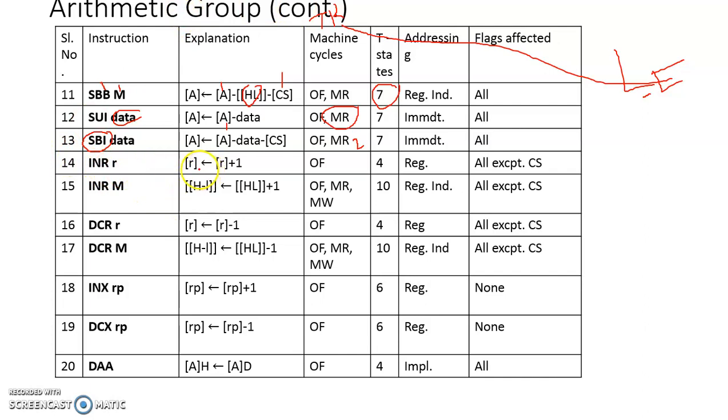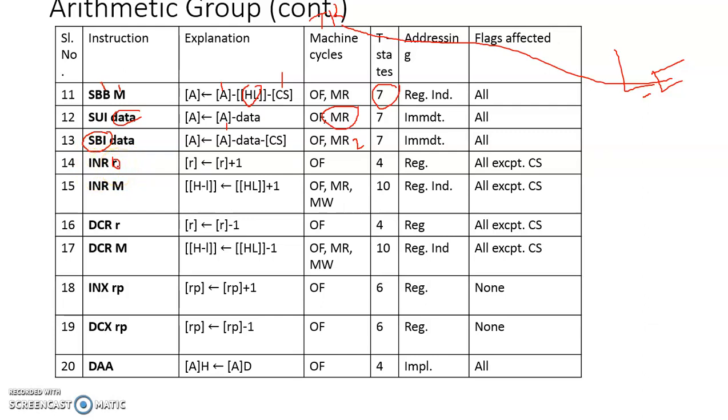INR R asks the microprocessor to increment the content of the register whose symbol is mentioned in the instruction by 1. Say, for example, it can be INR B that asks the processor to increment the content of the register B by unity and place the result in this register. So it can be INR C or INR E, any general purpose register could be used. This is a 1-byte instruction. The instruction will be completed in the opcode fetch operation itself, in the 4th T state.